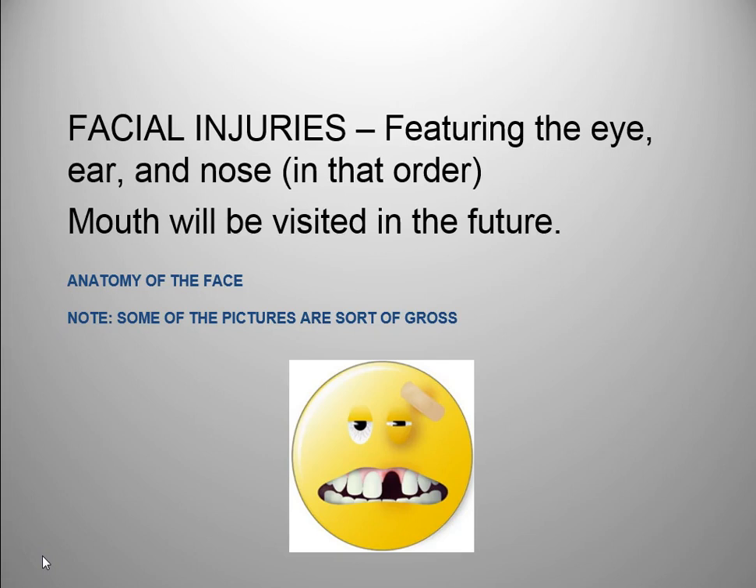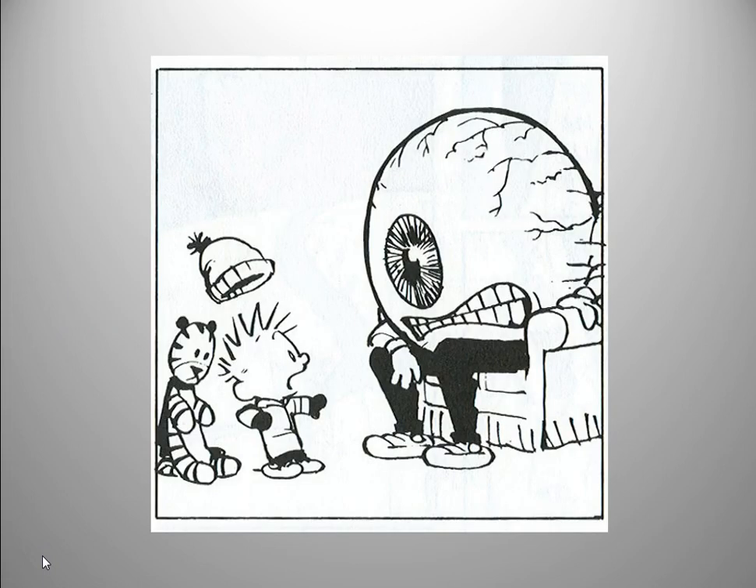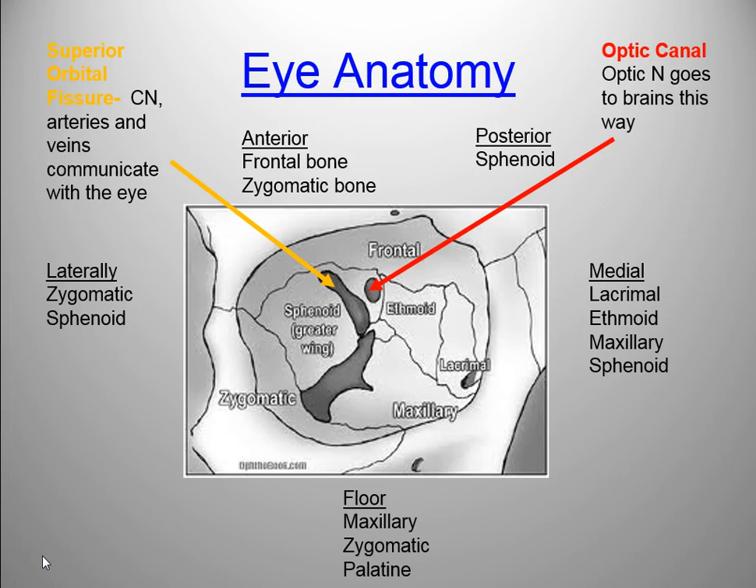Okay, I want to give you a little heads up. Pictures are pretty gross. So if you're not a fan of eye stuff, just go ahead and try to not look at them. Because some of the eye stuff's pretty gross. Calvin and Hobbes. Eye anatomy.